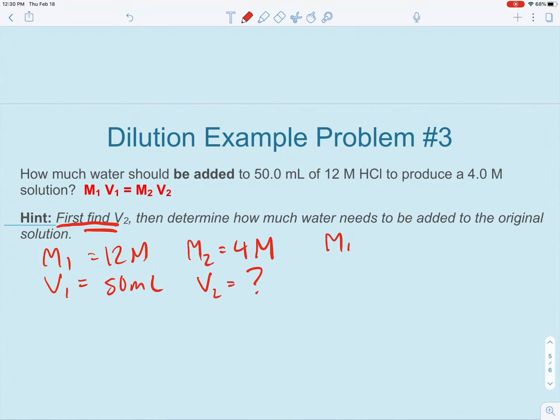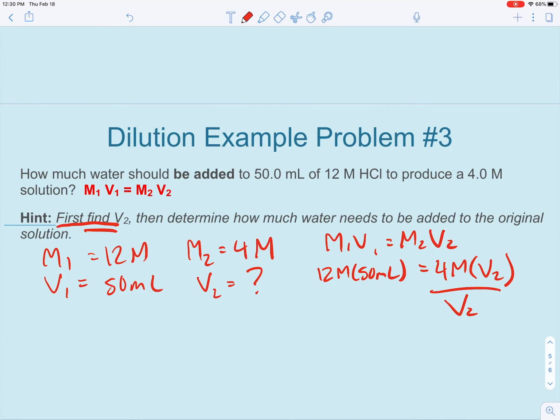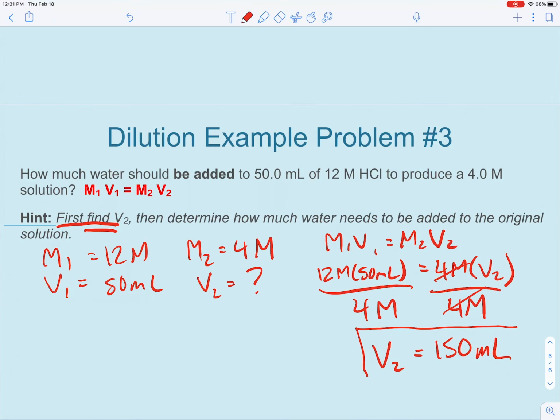We'll solve it just like we solved the other problems using this equation. So 12 times 50 milliliters equals 4 times V2. To get V2 by itself, we're going to divide by 4 molar. And that gives us, let's see, 3 times 50 is 150 milliliters. So that's not our final answer.